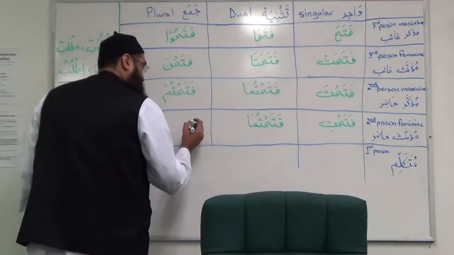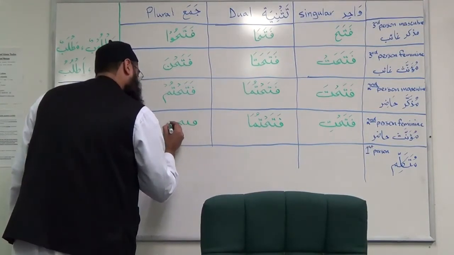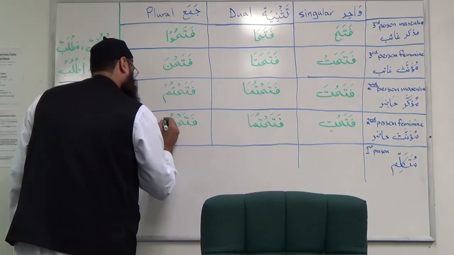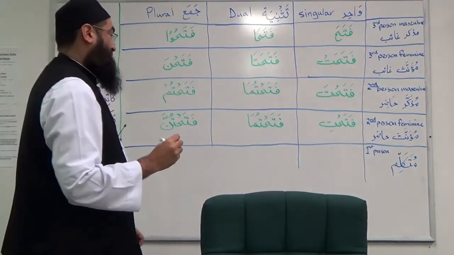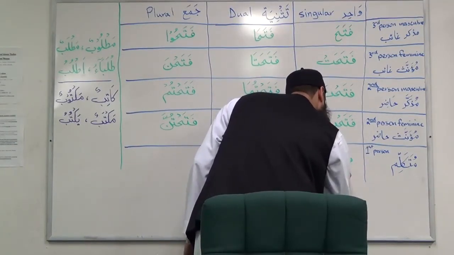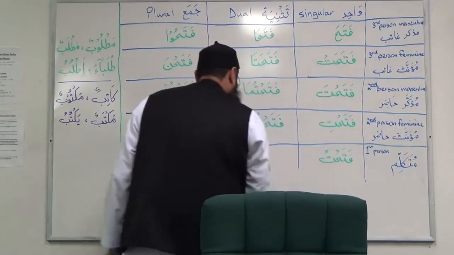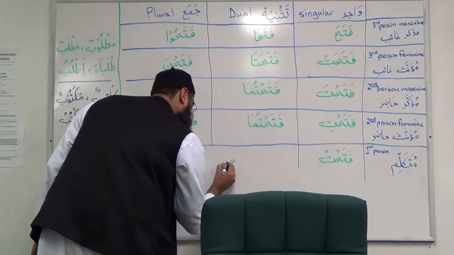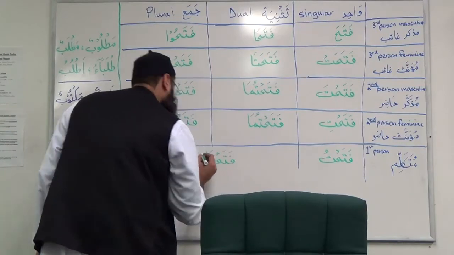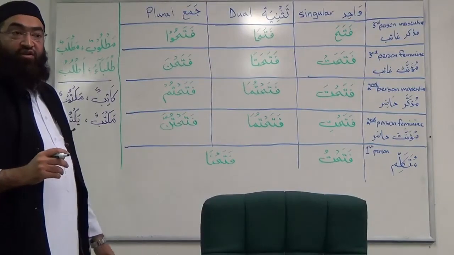Alright, so all those women, all you women, fatahtunna, and then I opened, fatahtu, and then all of us opened. Alright, the difference between this fatahna and this fatahna, there's an alif at the end. So you will know. Okay?